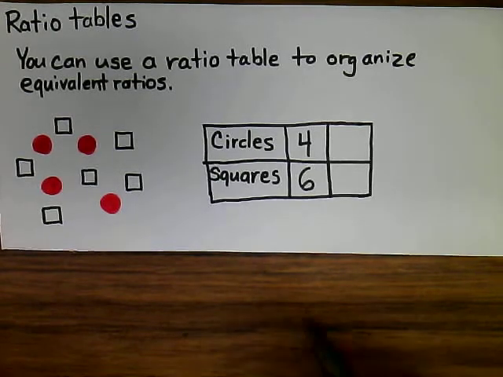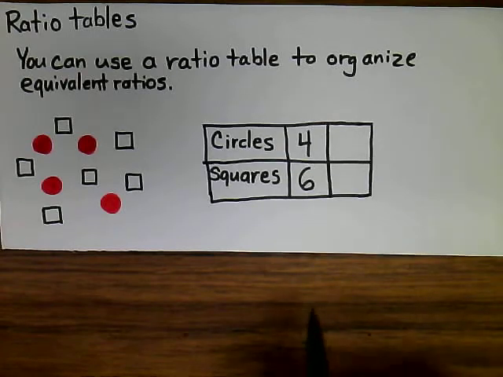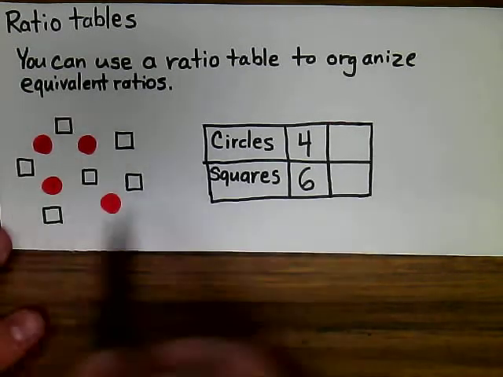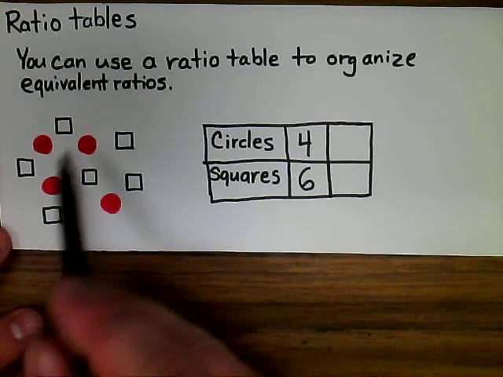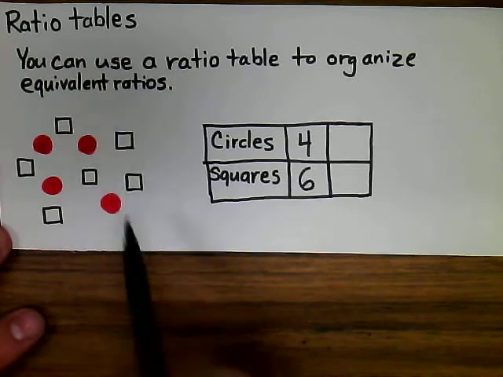Today we're going to talk about ratio tables. A ratio table is handy to be used to organize equivalent ratios. Here you can see that this ratio of circles to squares is 4 to 6 because there's 4 circles and 1, 2, 3, 4, 5, 6 squares.